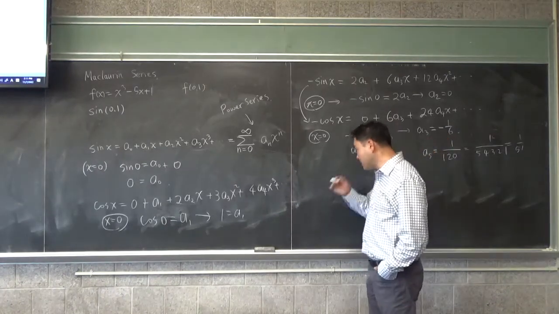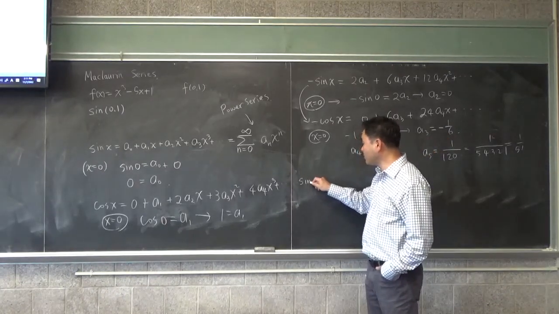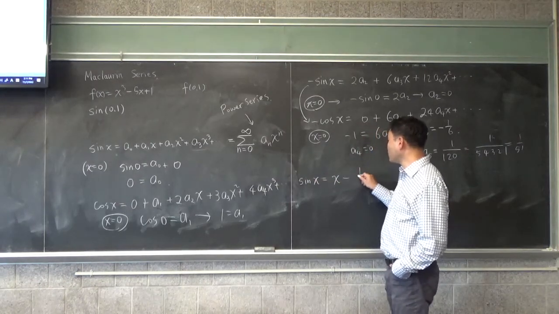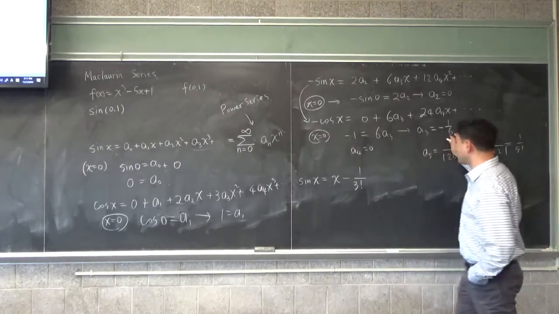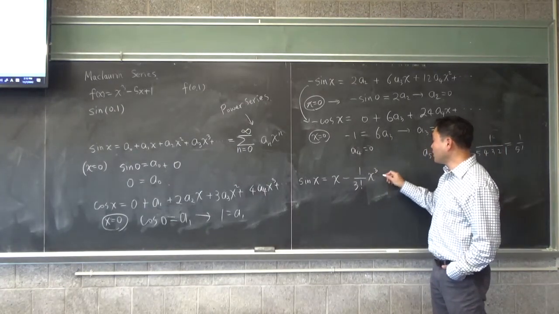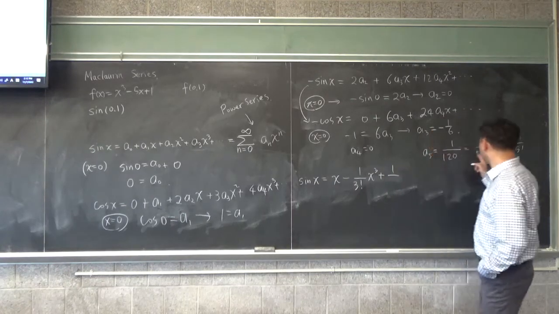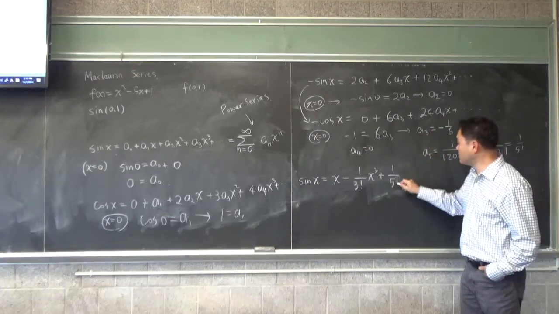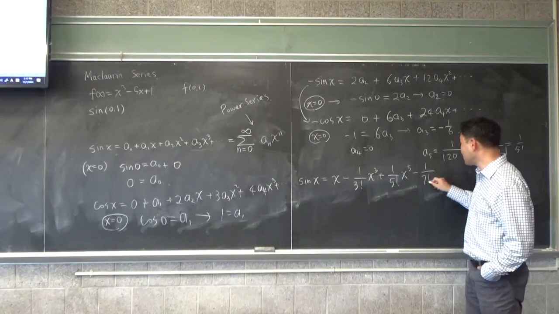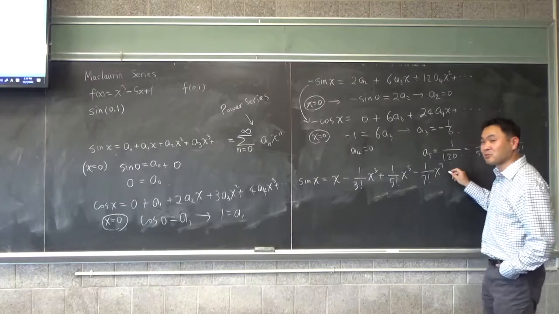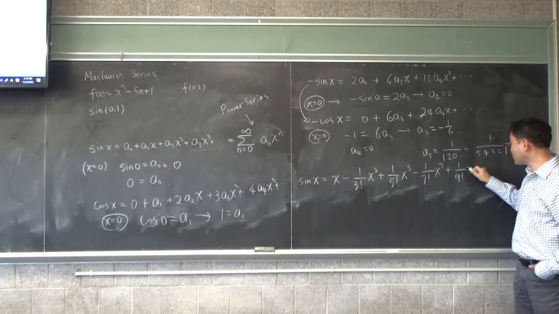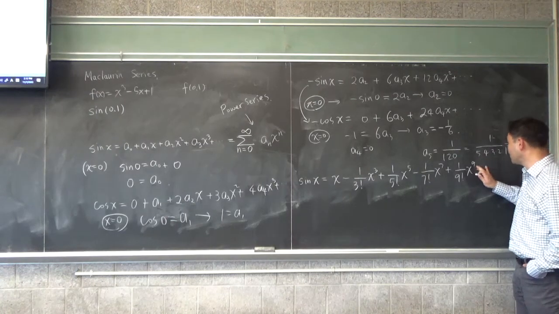The pattern is like this. Sine of x would equal x minus 1 over 3 factorial. Instead of 6, I'm going to write 3 factorial, 3 times 2, x cubed. And then plus 1 over, next one's 5 factorial, x to the 5th, minus 1 over 7 factorial, x to the 7th. Guess what's the next one? 9. Plus 1 over 9 factorial, x to the 9th, and so on and so on. Okay?